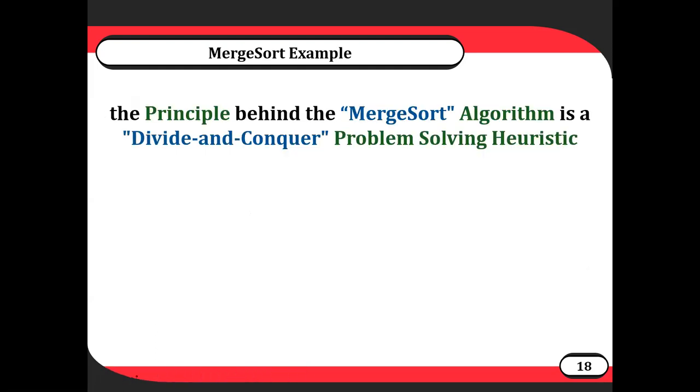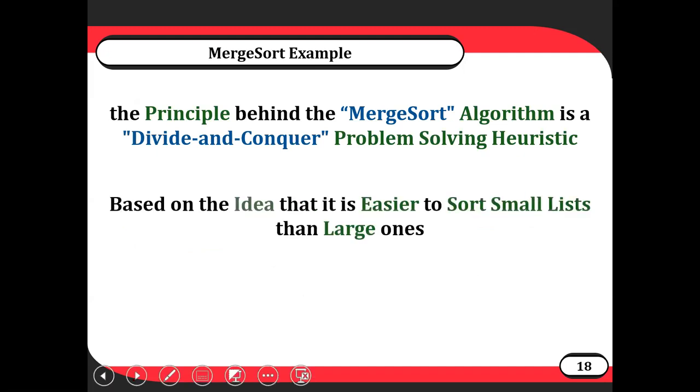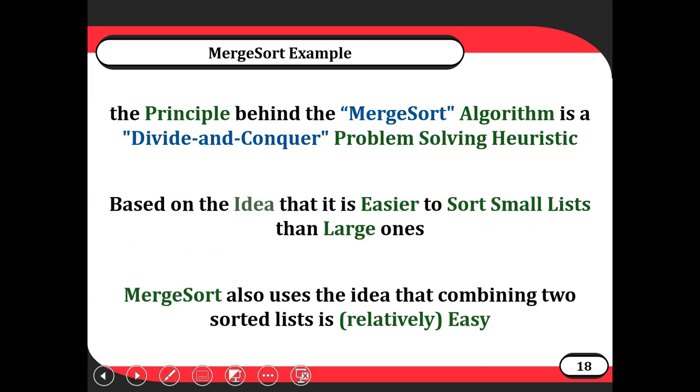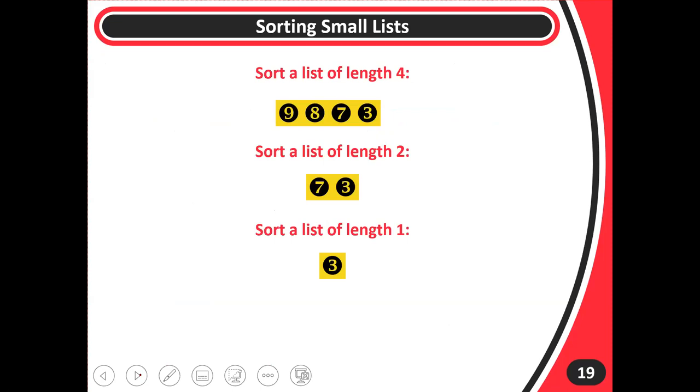So the example we're going to look at is merge sort, because it ties in with the sorting algorithms that we saw earlier in the semester. So the principle behind the merge sort algorithm is the divide and conquer problem solving heuristic. It's based on the idea that it's easier to sort smaller lists than larger ones. And it also uses the idea that combining two sorted lists is relatively easy. So we'll see examples of all of these things.